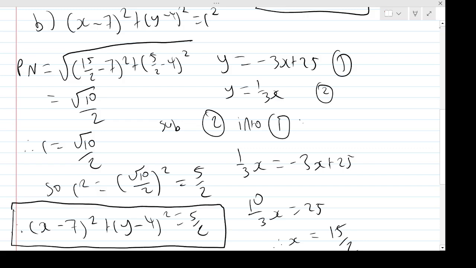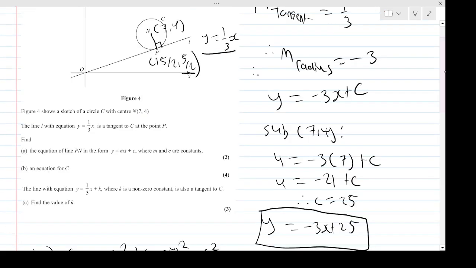Cool. Okay, not too bad so far. Then it says the line with equation y is a third x plus k is also a tangent to C. Find the value of k.